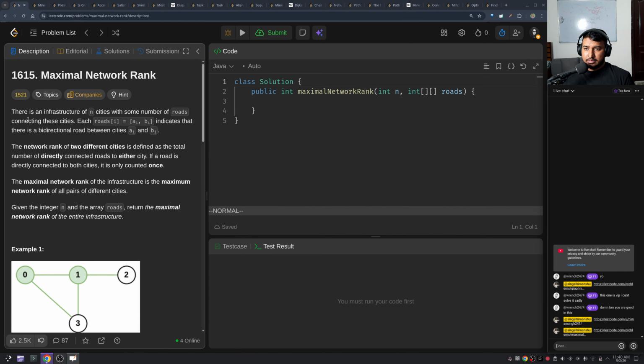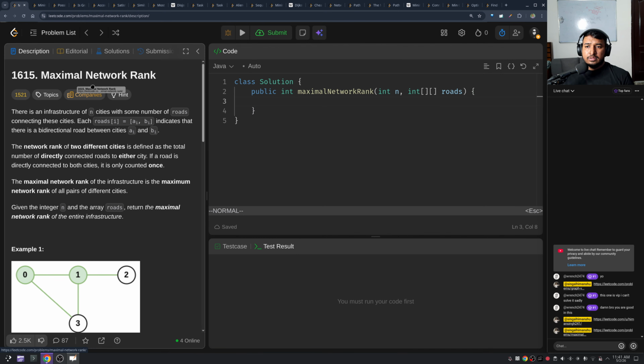Let's read through the problem and try to understand this one. In the chat, if there's anyone, if you have any sort of questions, you can throw them at me. It can be regarding anything like graphs, DSA, career, resume. If you want me to do a resume review, you can send me your resume as well. I have around four plus years of experience, so I can give you some insights based on that.